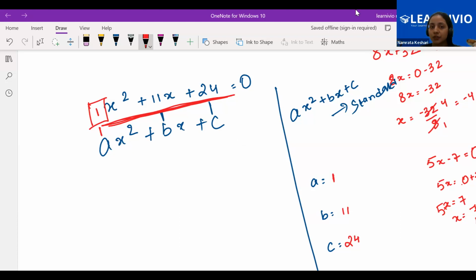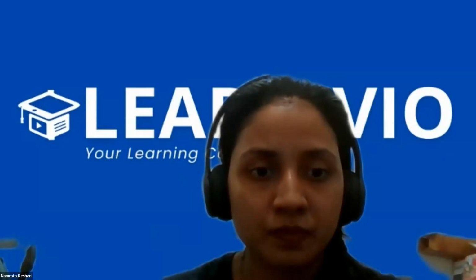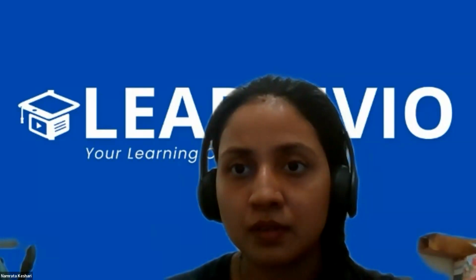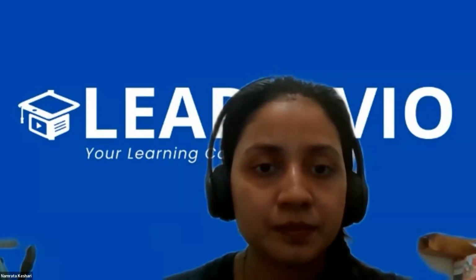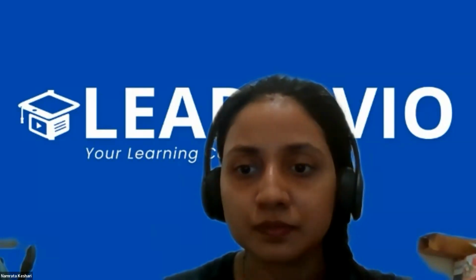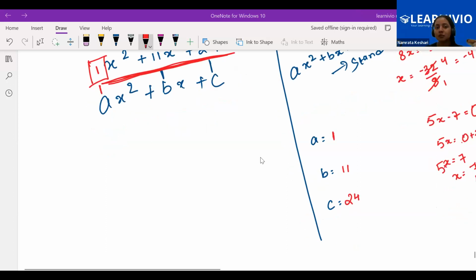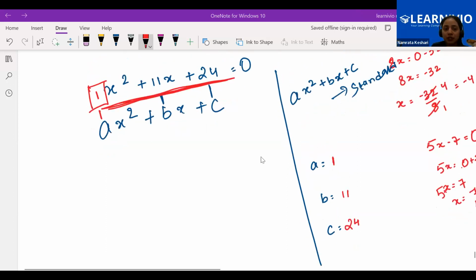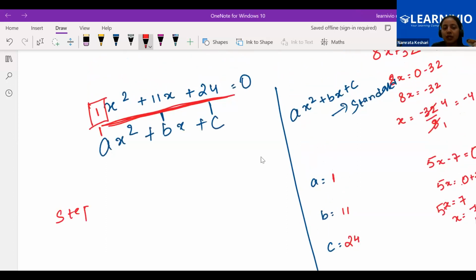Now the step one is to do the multiplication of A and C. If we take our A, that is 1. If we take our C, that is 24. Multiplication between A and C is 24.